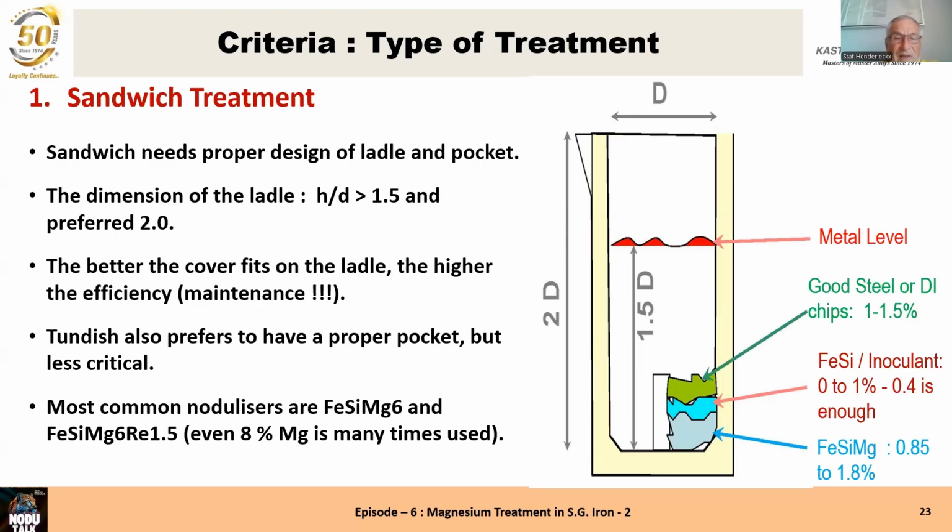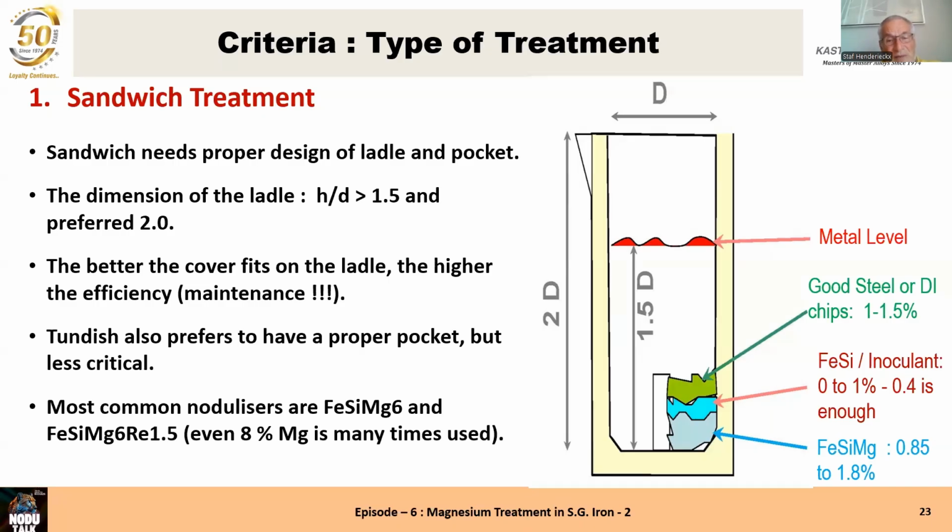The sandwich method. Everyone knows it. I think it's nearly the oldest type of treatment that is still used. Keep an eye on it. The height compared to the diameter is very, very important to have a very long and intensive contact between the magnesium and the sulfur and oxygen that is in the metal. Preferred is 2. 1.5 is the minimum. The second thing is, the better the cover fits on the ladle, the higher the efficiency.